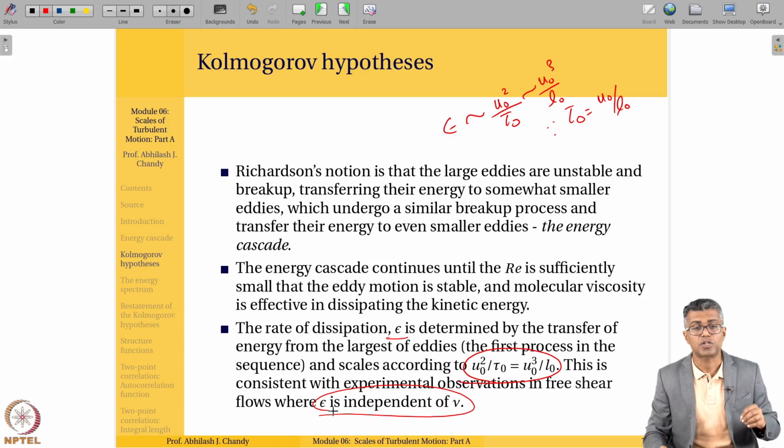And so if you just use an order of magnitude analysis for dissipation, epsilon turns out to be equal to u0 cube over L0. And it turns out that it is independent of viscosity. Viscosity is not there in the term. So the dissipation rate is independent of viscosity at these scales. That's what we are saying. So in the next class, we will start to describe the first of the Kolmogorov hypotheses and move on to the second and the third.